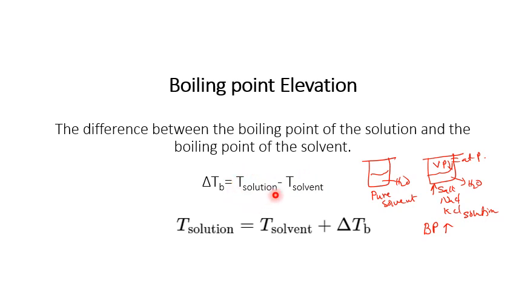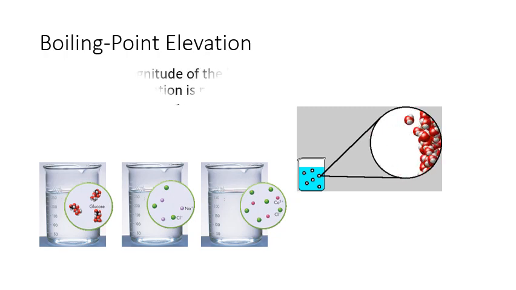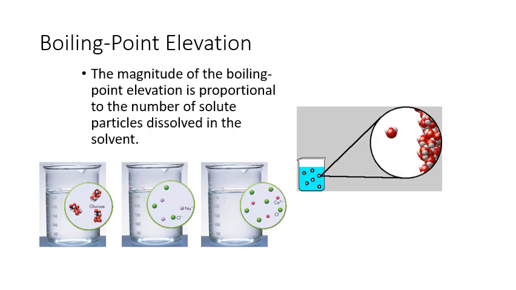So how can we find the boiling point of the solution if you know the change and the solvent? The boiling point of the solution equals the boiling point of the solvent, the temperature at which the solvent boils, plus the change in temperature because it is elevated. That means increasing. So always we add the change in boiling point to the pure solvent boiling point, and that will give us the boiling point of the solution. The magnitude of the boiling point elevation is proportional to the number of solute particles dissolved in the solvent. So let us take the previous example.